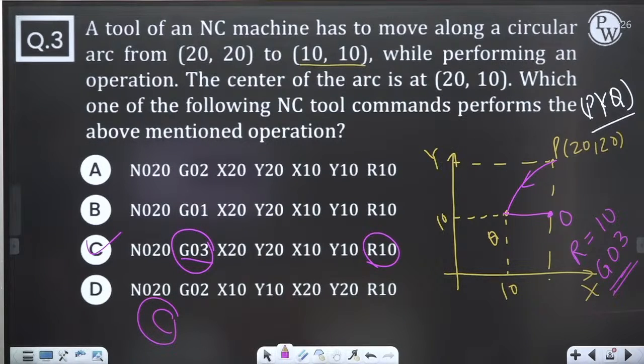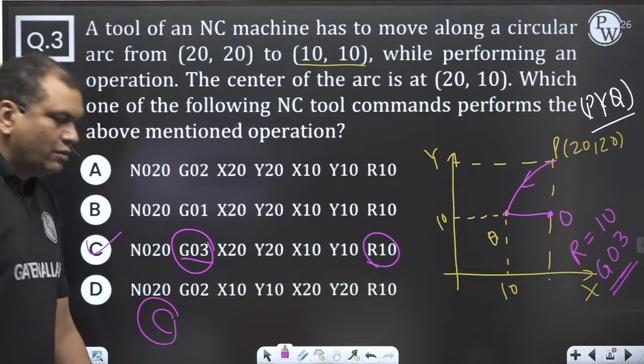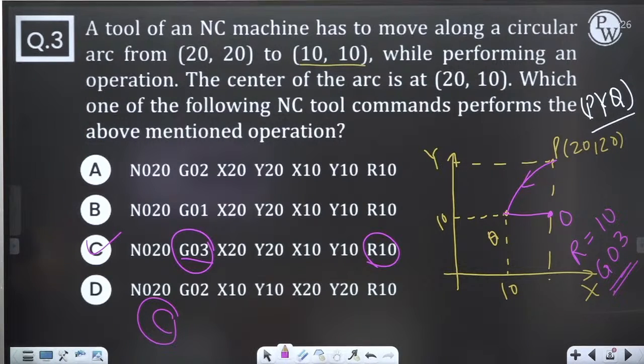Now I would like to answer whatever Rohit is asking in the chat box. Whatever Rohit is asking in the chat box, I will answer it.